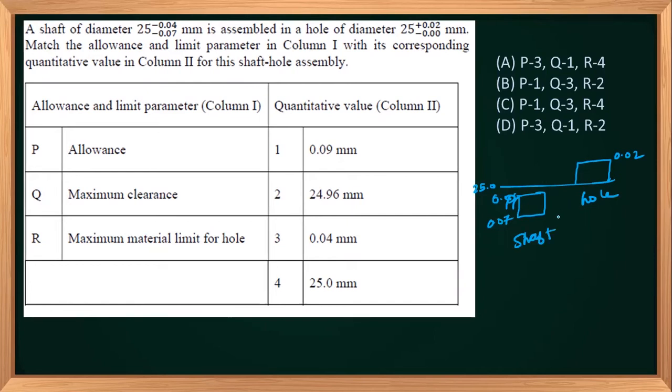So what kind of fit is it? The hole is bigger, the shaft is smaller, so it's a clearance fit. The first thing asked is allowance. What is allowance? Allowance is nothing but the difference between the material limits, or the maximum material limits. So what will be the maximum material limit for a hole?